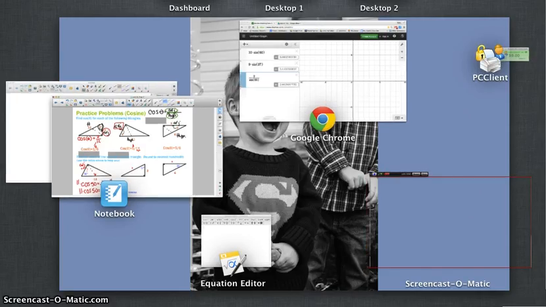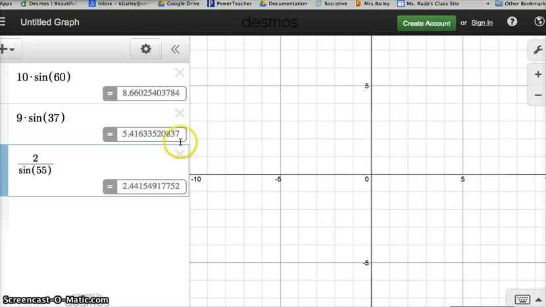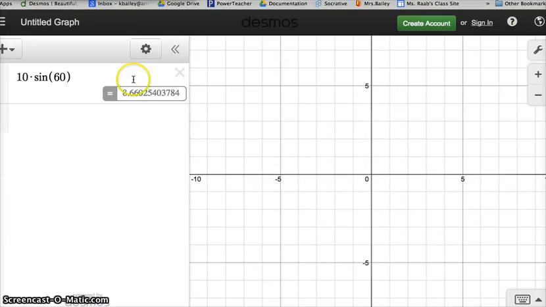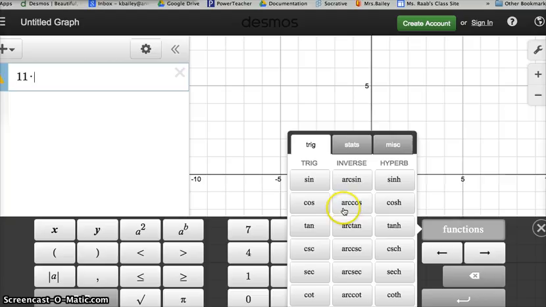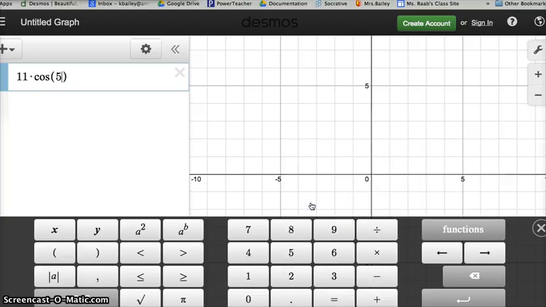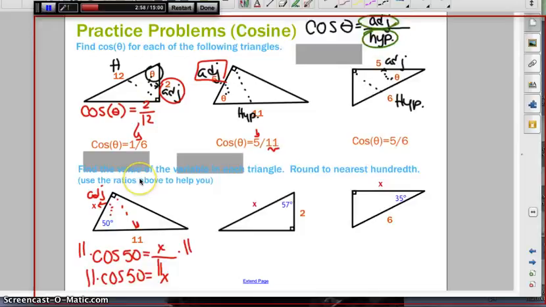I'm going to go back to Desmos. Get rid of these. So 11 times, here we're looking for cosine, make sure you hit the right button, of 50. And it equals 7.07.